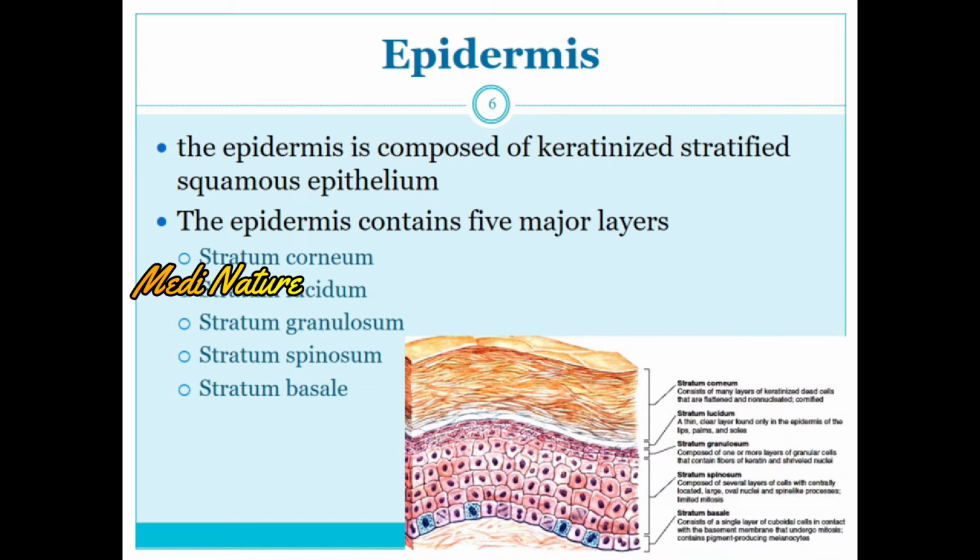We are considering the anatomy of epidermis. It is composed of the epithelium. So, it is a keratinized, stratified, squamous epithelium. This epithelium contains 5 major layers called stratum corneum, stratum lucidum, stratum granulosum, stratum spinosum, and stratum basale.